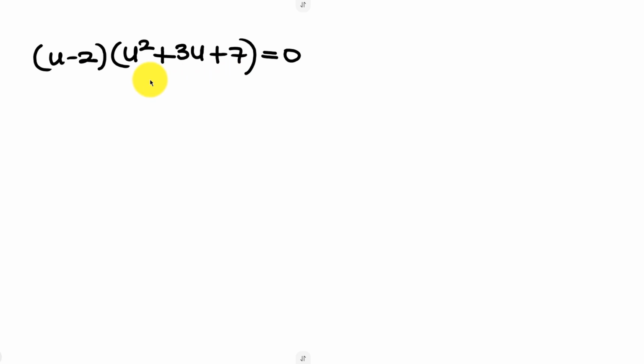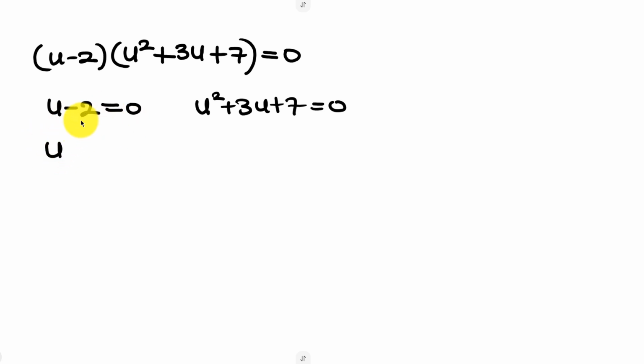And when we have two factors that multiply to give 0, that means it is either one of the factors is 0. So that means it is either u minus 2 is equal to 0 or u squared plus 3u plus 7 is equal to 0. Now for the first case, it is easy for us to get the value of u by moving negative 2 to the right. And when we do that, negative 2 becomes positive 2. So we have a real solution from here.